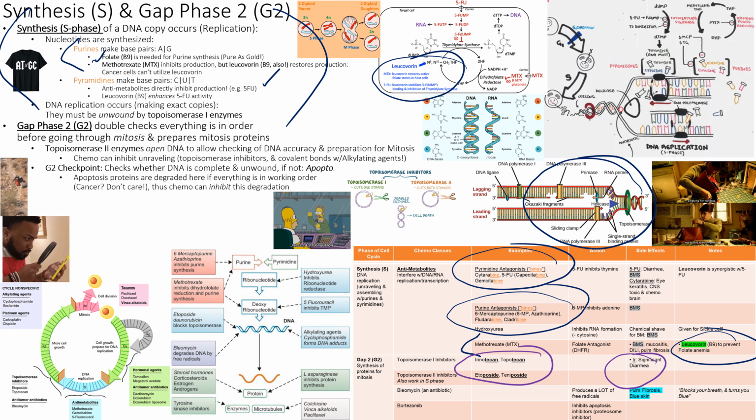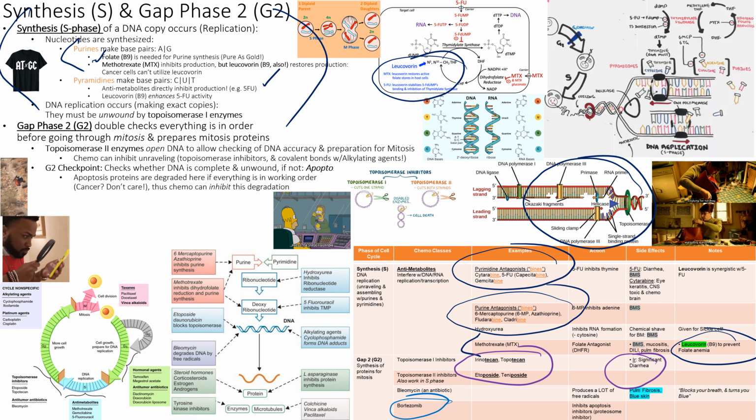So bortezomib, that's used in some chemotherapies. It inhibits apoptosis. Sorry, it inhibits apoptosis inhibitors. So it's almost a double negative. Usually the cancer cell produces apoptosis inhibitors that prevent it from dying. So this inhibits those apoptosis inhibitors. So it's a medication that's going to play the game.